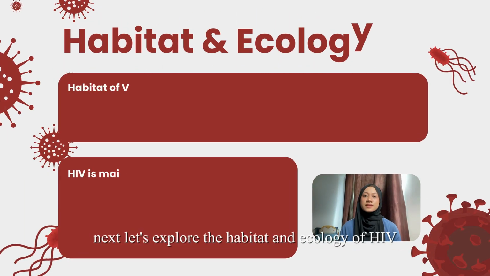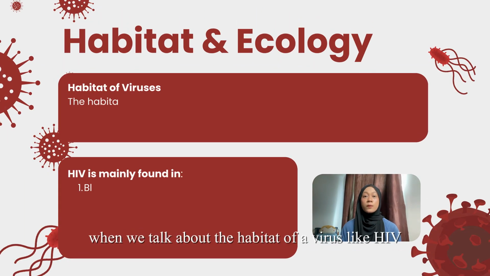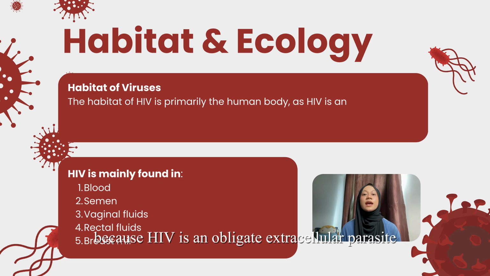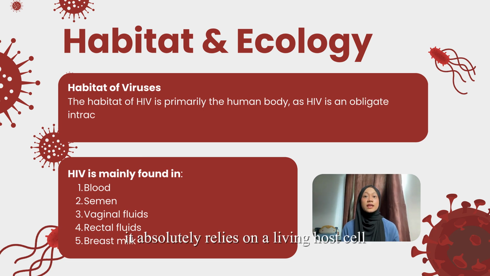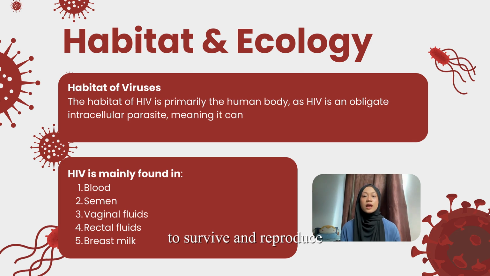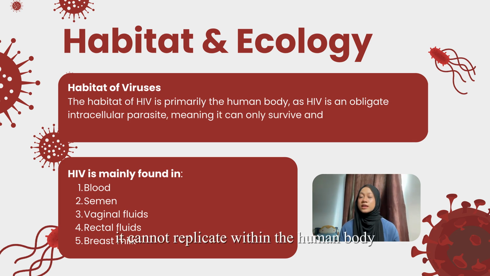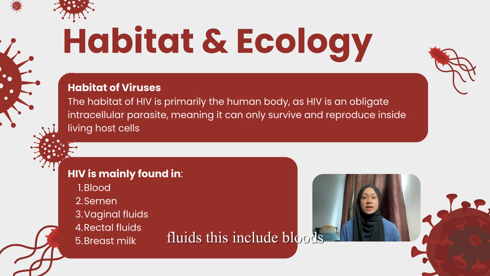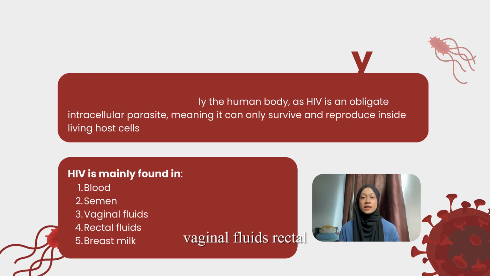Next, let's explore the habitat and ecology of HIV. When we talk about the habitat of a virus like HIV, we are looking primarily at the human body because HIV is an obligate intracellular parasite. It absolutely relies on a living host cell to survive and reproduce. Outside of this living host cell, it cannot replicate. Within the human body, HIV is mainly found concentrated in specific body fluids. These include blood, semen, fluids, and rectal fluids.